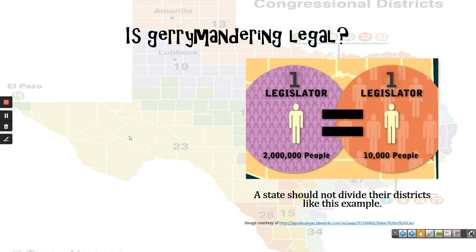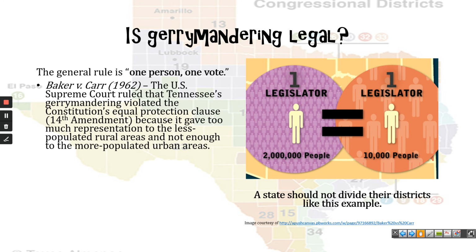So let's talk about the general principle. And you see here, this is what gerrymandering could lead to, but it's what the courts say we should avoid. You can't have within the same state a 2 million person district electing 1 legislature, and then a 10,000 person district electing 1 legislature, because the bottom line is you need something akin to 1 person, 1 vote.